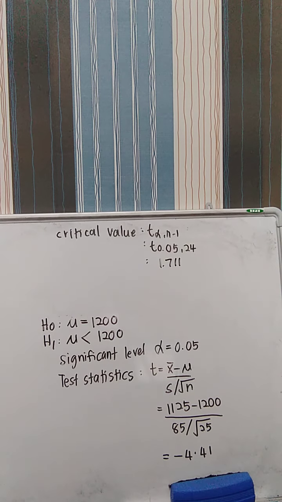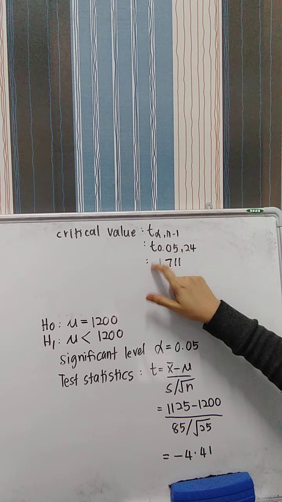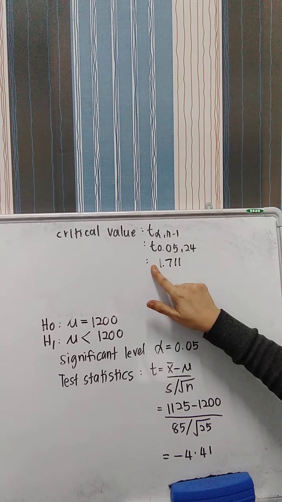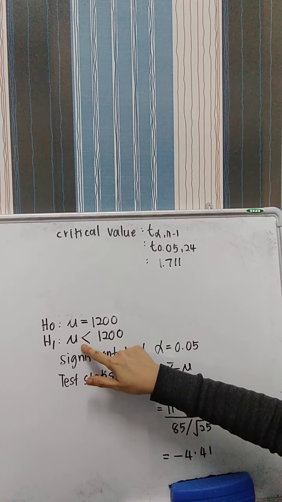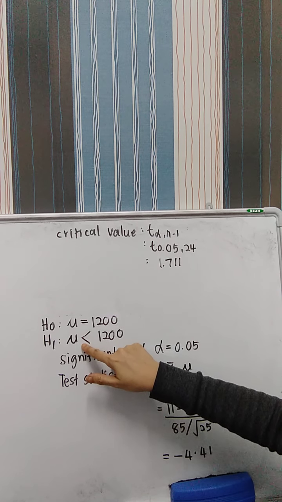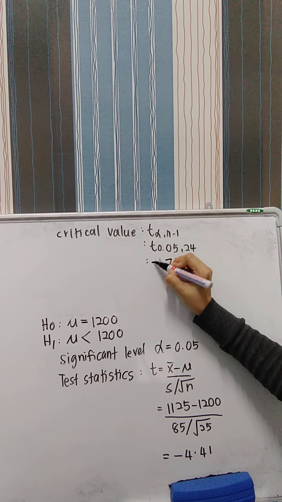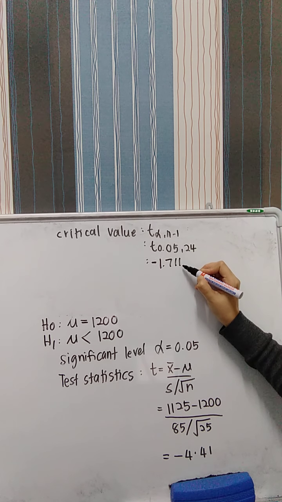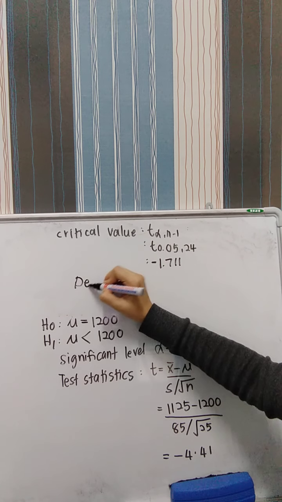But don't forget to give the symbol for your critical value here, positive or negative. You refer to the H1. Your H1 is less than, so your critical value here must be negative 1.711. Okay, next step is the decision rule.